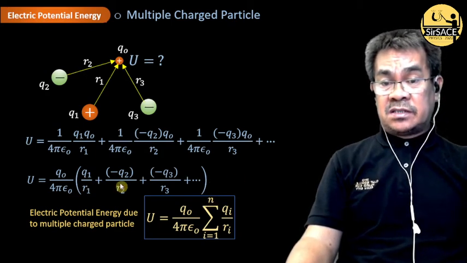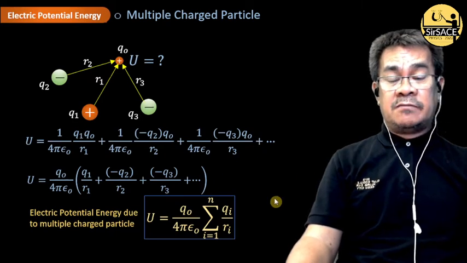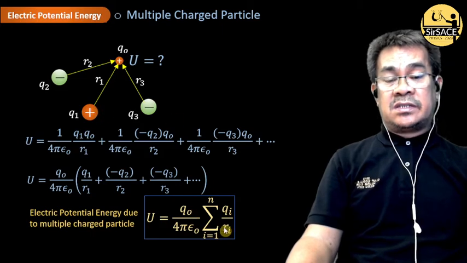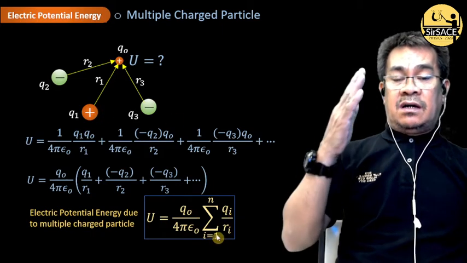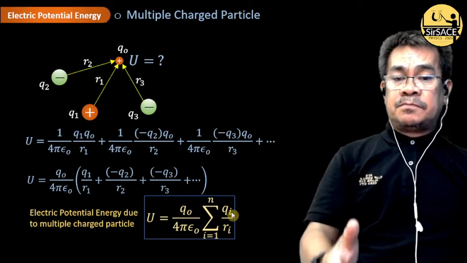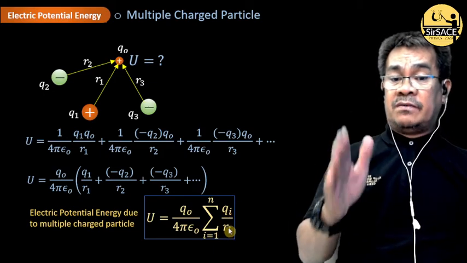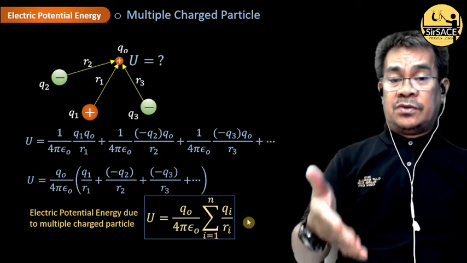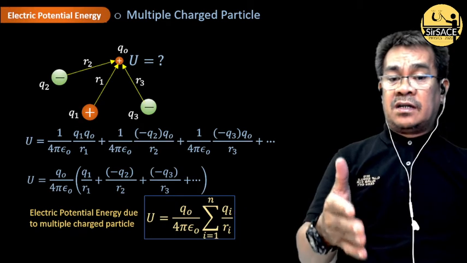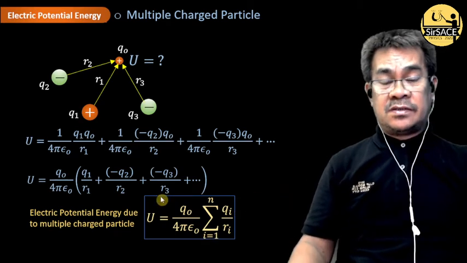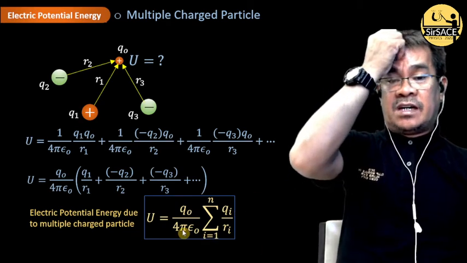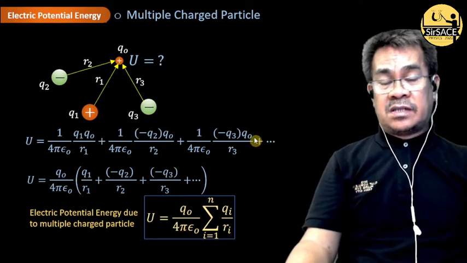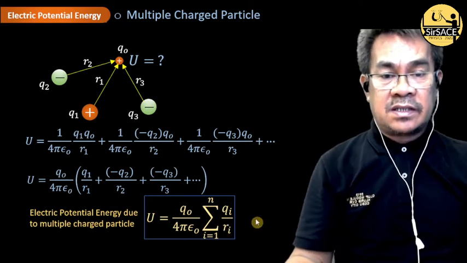And take note, for 10 charges, 10 terms should be added. Now the Qi over Ri corresponds to the individual charges. So I starts from 1. This will become Q1 over R1, plus, if I becomes 2, then this will be Q2 over R2, and so on until Qn over Rn. That's it. So this is a nice mathematical presentation for this kind of summing up of numbers. We call it a power series.